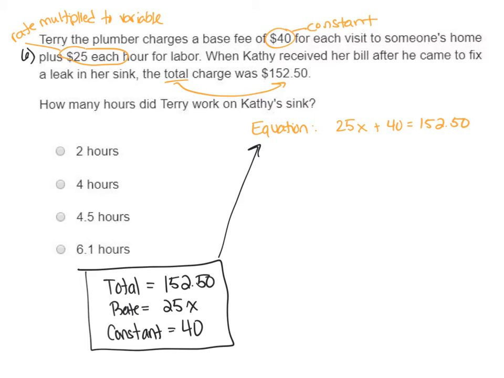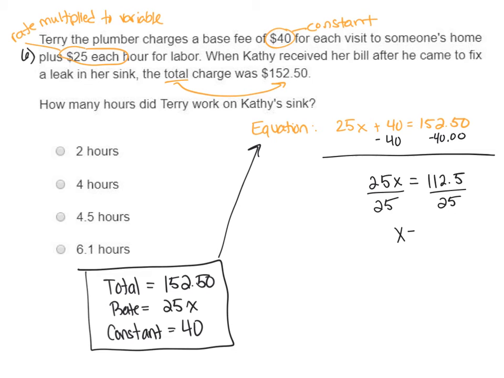I'm going to solve the equation with you. The first thing that we have to do is subtract 40 on both sides to get x by itself. This is the first step we have to do. So we are left with 25 times x, and our new total is going to be 112.5. The last thing we have to do is undo this multiplication with division. So once you divide 112.5 by 25, you're going to get 4.5. So next to this work, you're going to put 4.5 hours.